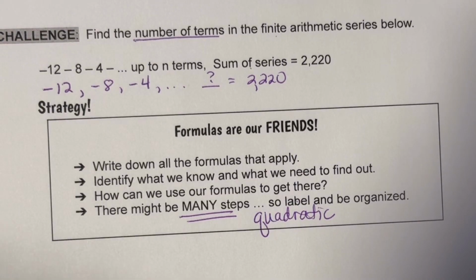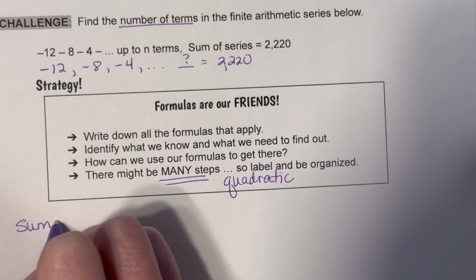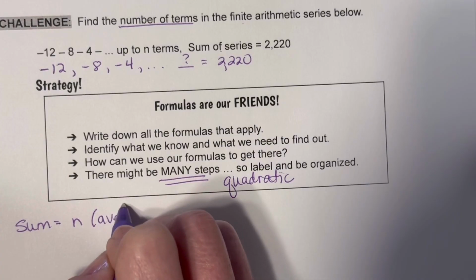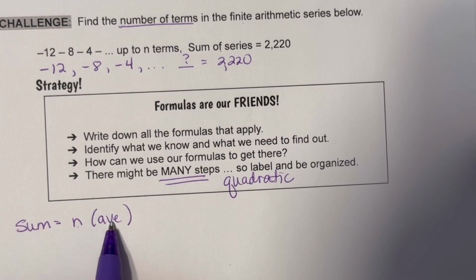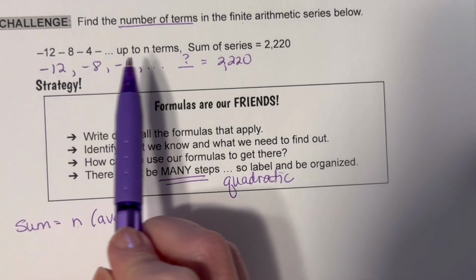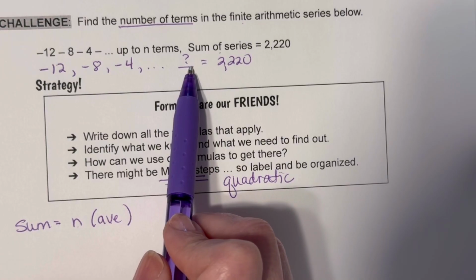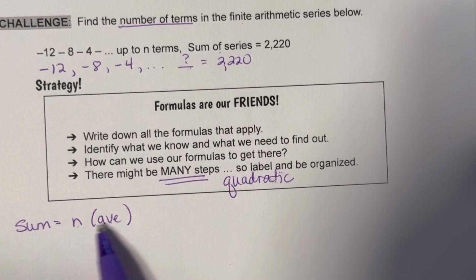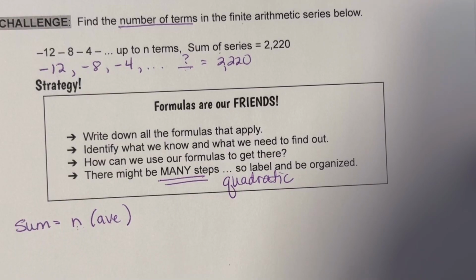Well, the two formulas that I have used so far, I'm using my sum. So sum is my number of terms times my average. Now, with this one, for my average, I need to know my first term and my last term. And I don't know my last term, and I don't know what n is. I have two unknowns here. I don't know the number of terms, and I don't know my last term. So I have two unknowns. This is not going to be very helpful yet.